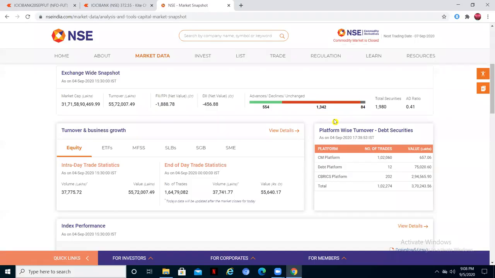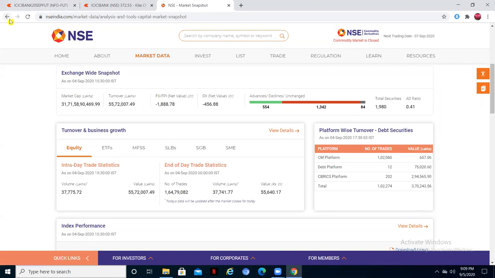In case the unchanged stocks are 560 or more than 560, that means the market is flat, no movements at all. The market is not having any volume, which is again a no trading zone. So these are the rules, these are the things which you will be checking for a gap up as well as for the gap down.